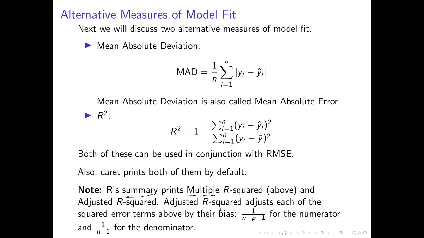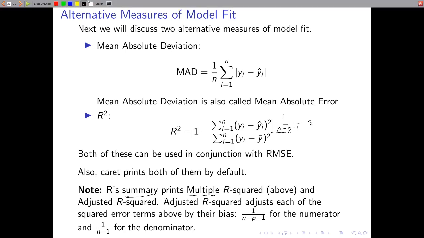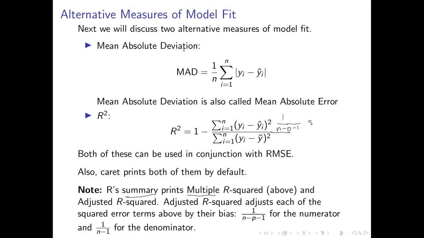But adjusted R squared adjusts each of the squared error terms in here by their bias. So what adjusted R squared would do is take this numerator and divide by 1 over n minus p minus 1. And what is this? This is our estimate of sigma squared. This is our estimate of s squared.